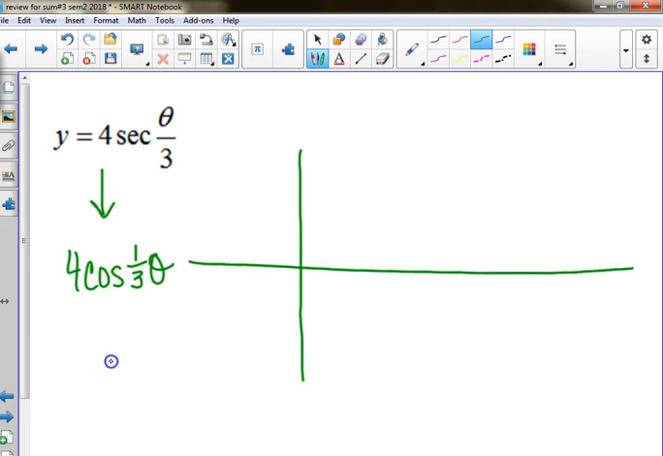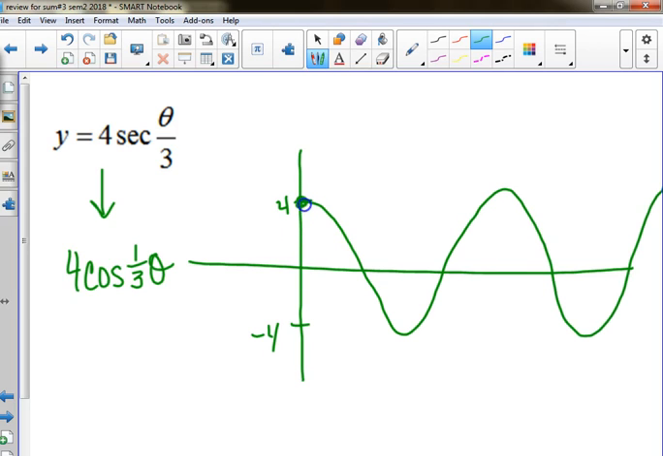Tell me how to graph that. The amplitude is 4, so it's going to go from 4 to negative 4. It's a cosine without a shift, so it's going to start here. You have to draw a couple periods of this one.